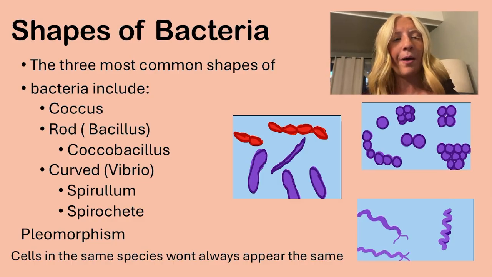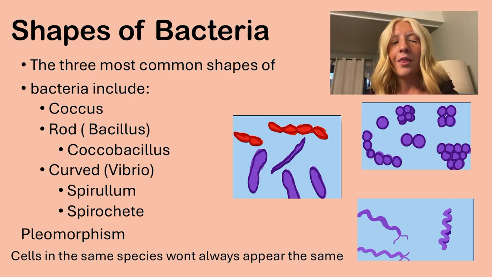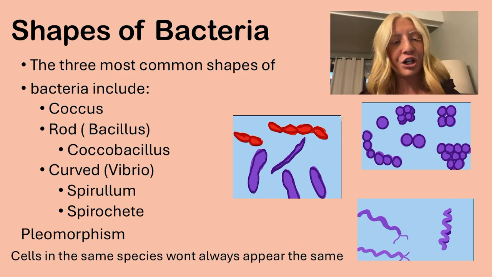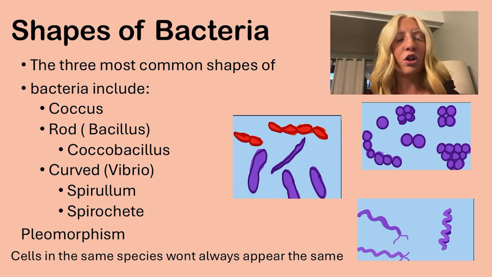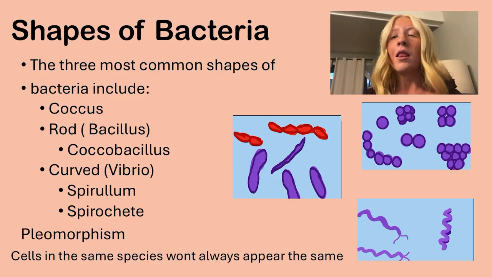So now I want to talk about the shapes of bacteria. They include the coccus, rod, and curved shaped. The rod is sometimes called a bacillus, and curved is sometimes called a vibrio. The coccus are spherical shapes. They look like balls, and this is like the top right picture. Whereas the rods are longer, more cylindrical shapes, but they're not always perfect. They can appear as drumstick shapes or like a club shape.